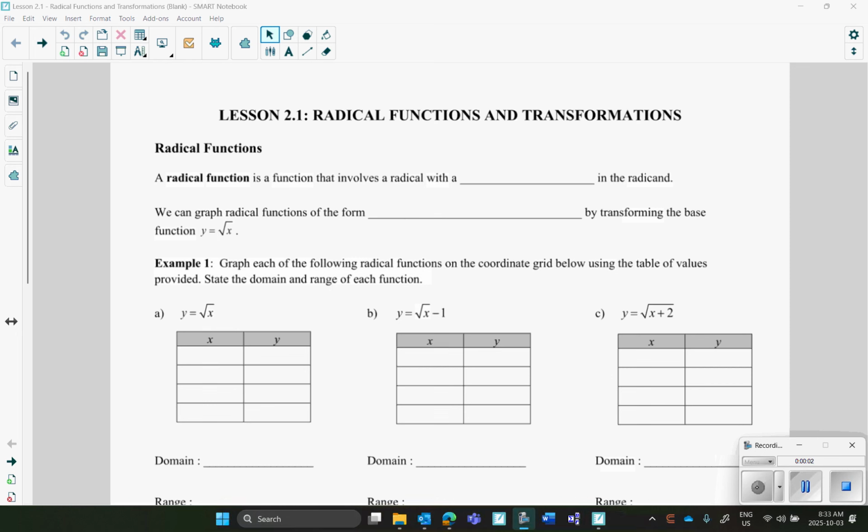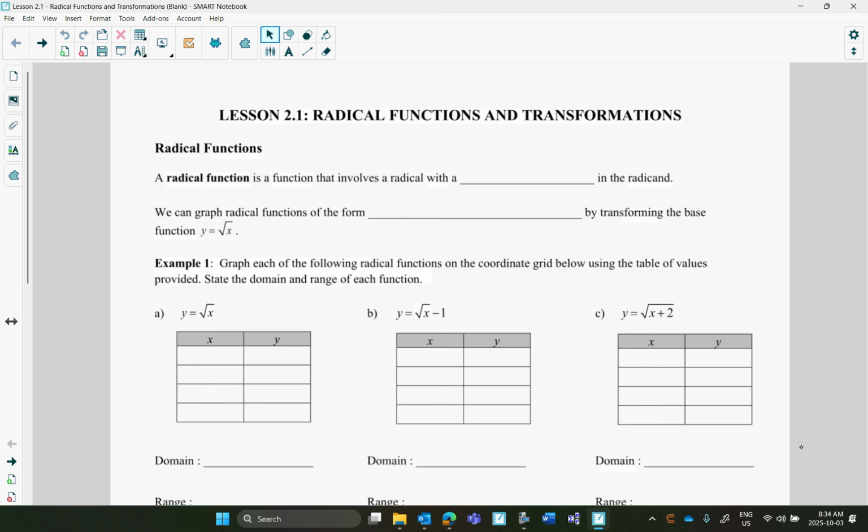So this unit, we're going to talk about a specific type of function called a radical function. You guys have dealt with radicals before, and a radical is simply like a square root is an example of a radical, a cube root, a fourth root, etc. We're going to focus on radicals that are square roots, and we're going to look at how to graph them, how to analyze them, how we can solve problems with them.